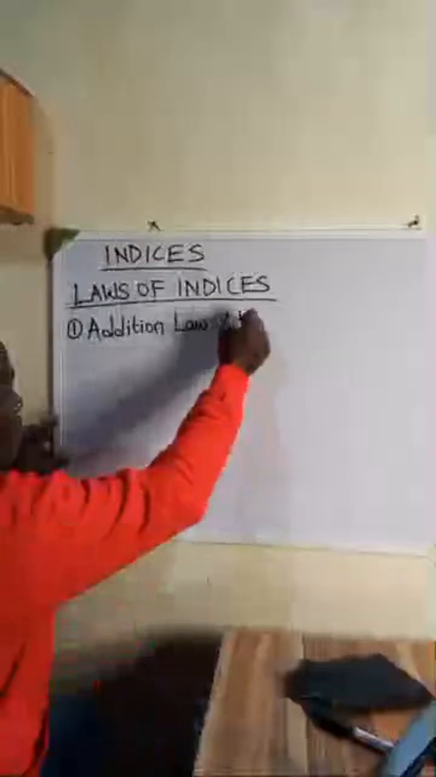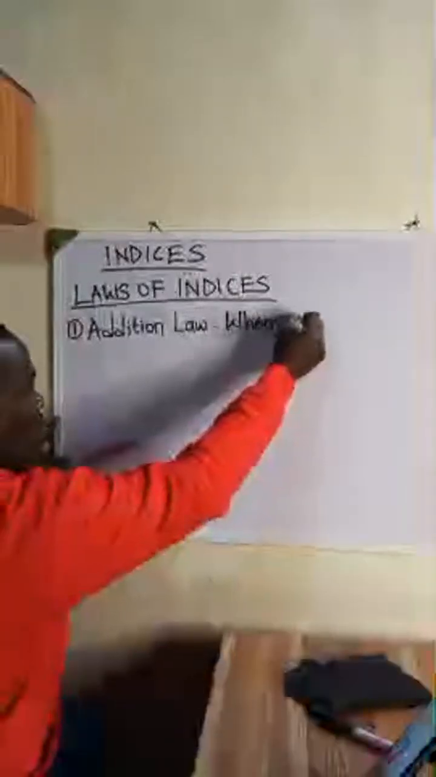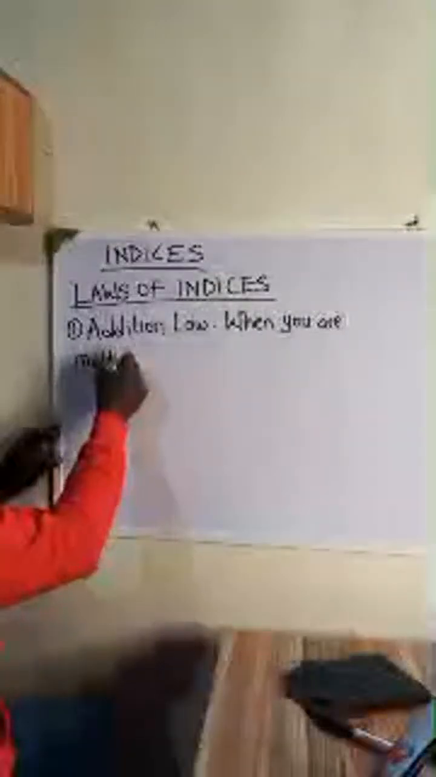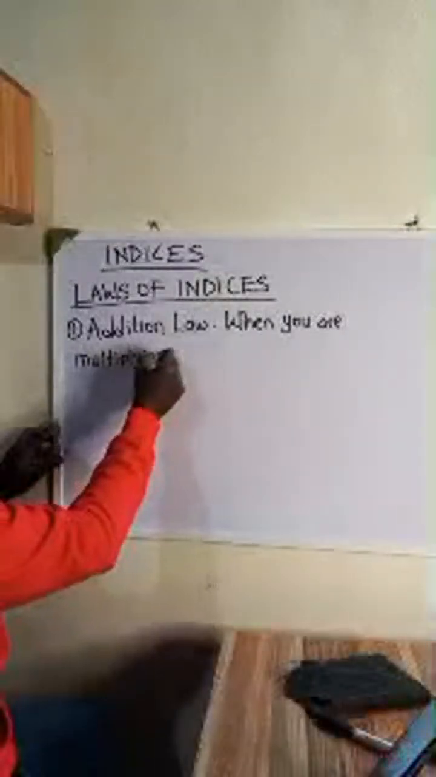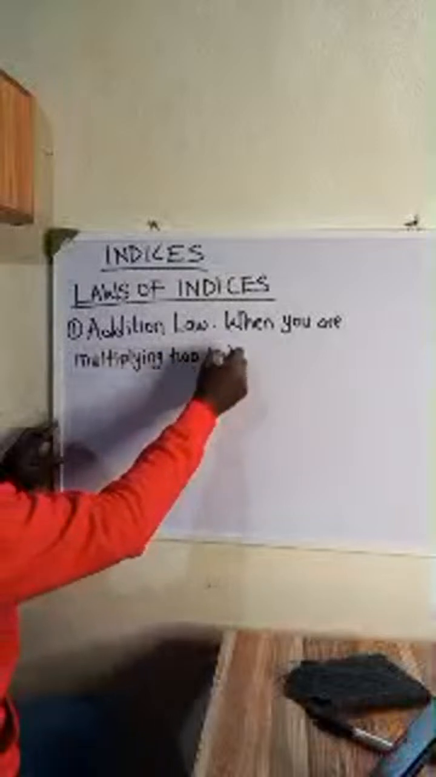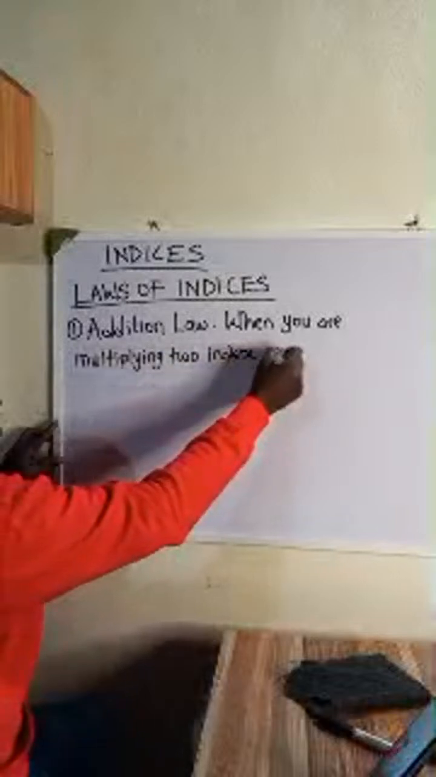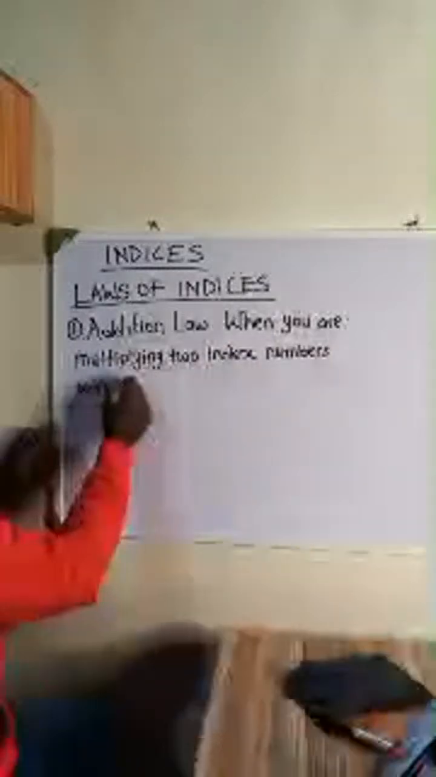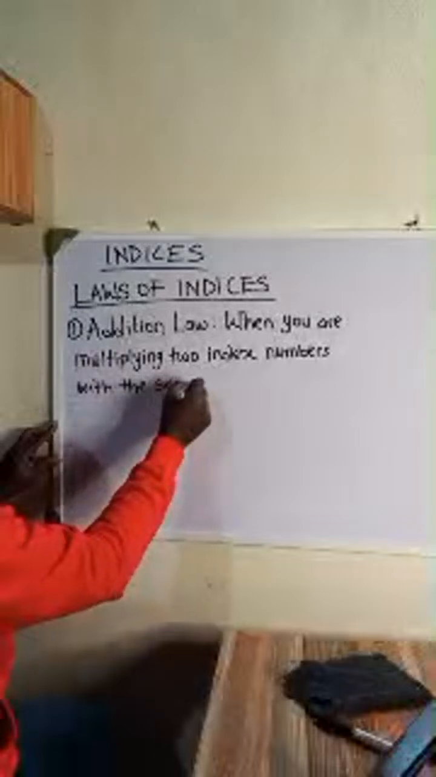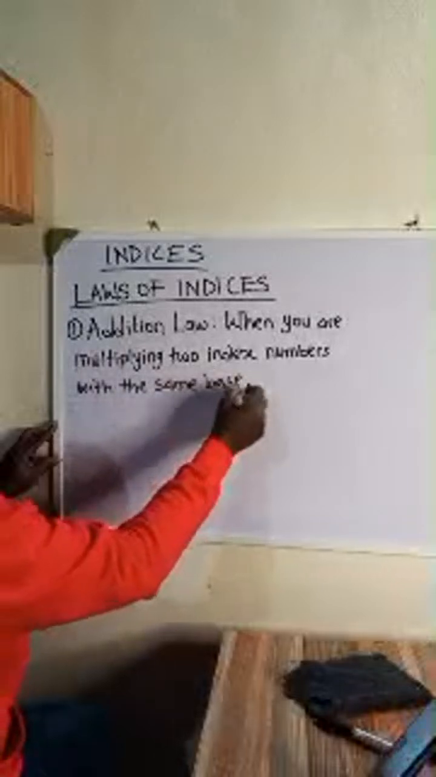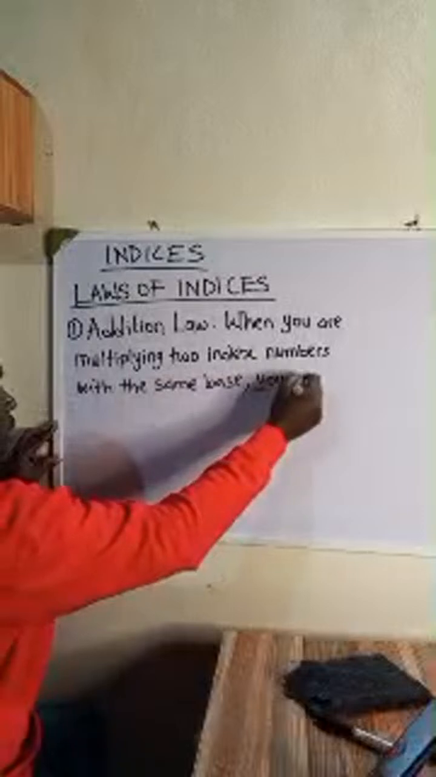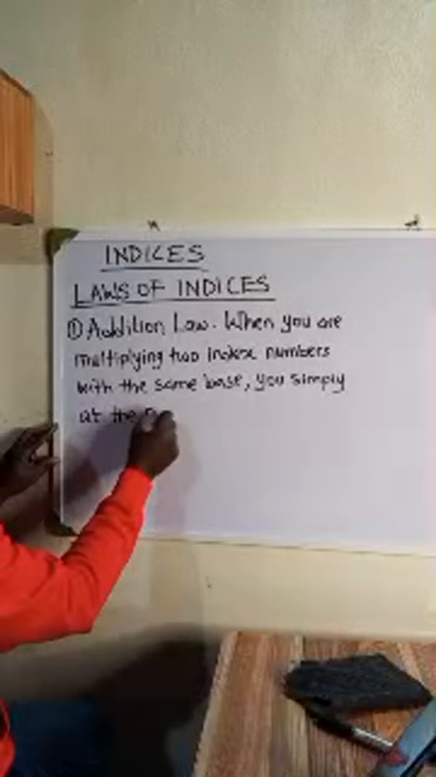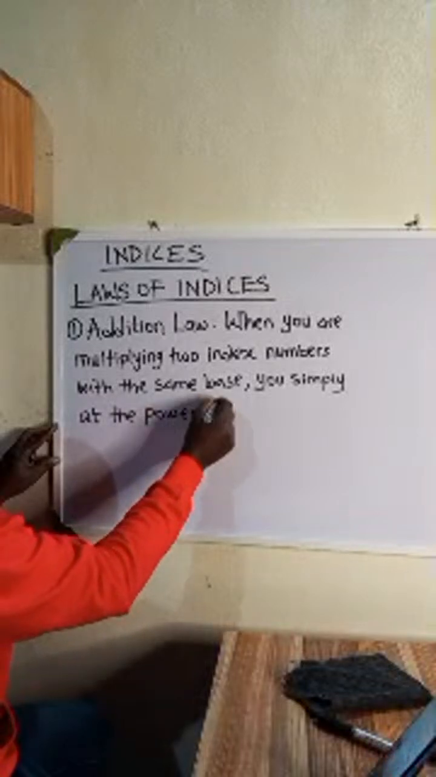When you are multiplying two index numbers with the same base, you simply add the powers or exponents.